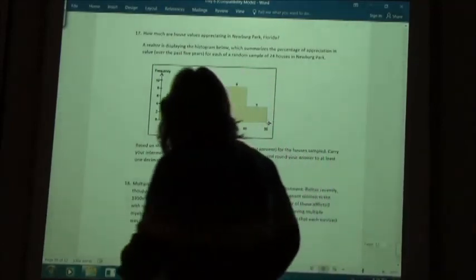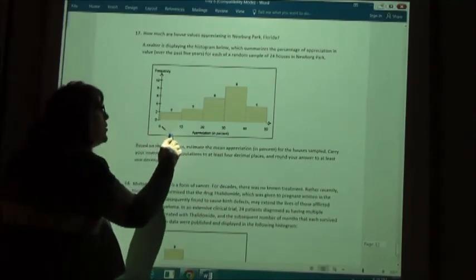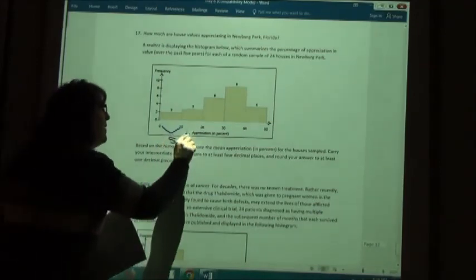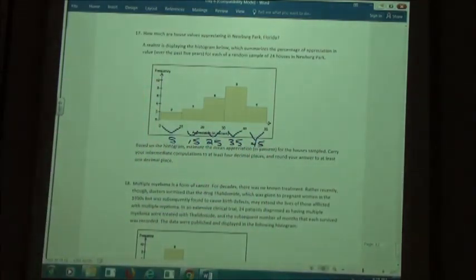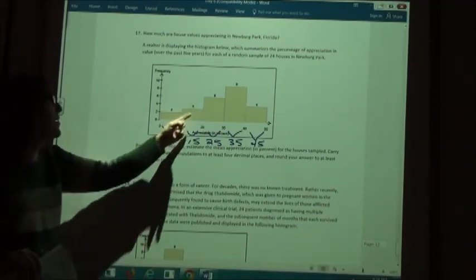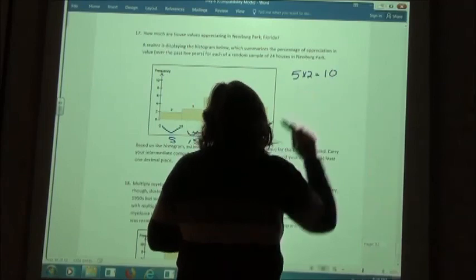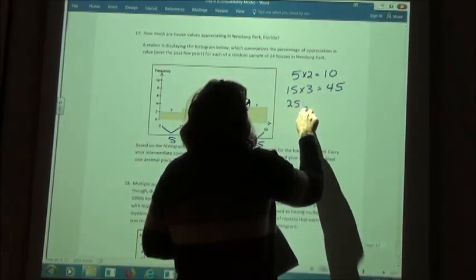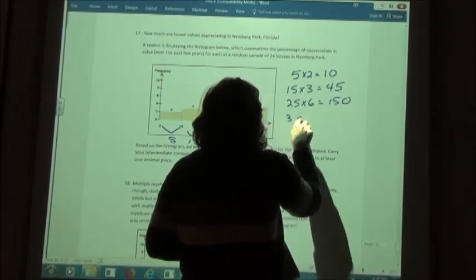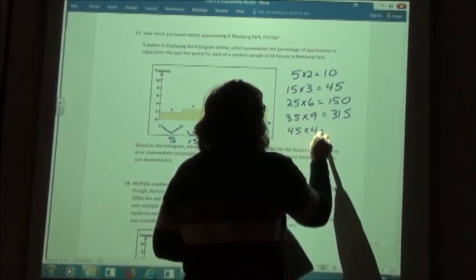Number 17, same kind of thing. Based on my histogram, I want to estimate what my mean is going to be. So I'm first going to find the midpoints of each of my bars here. Halfway between 0 and 10 would be 5, 15, 25, 35, and 45, right? We are then going to multiply those values by the numbers on the top of our bars. So first of all, we have 5 times 2, which we know is 10. Then 15 times 3, 45. Then 25 times 6, 150. Then 35 times 9, 315. And last we have 45 times 4, 180.